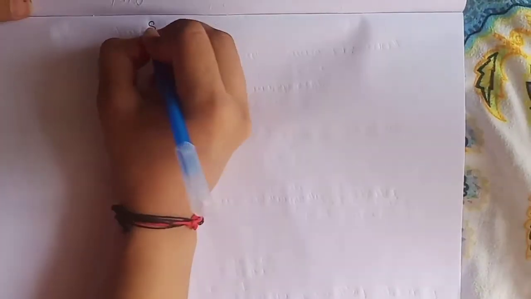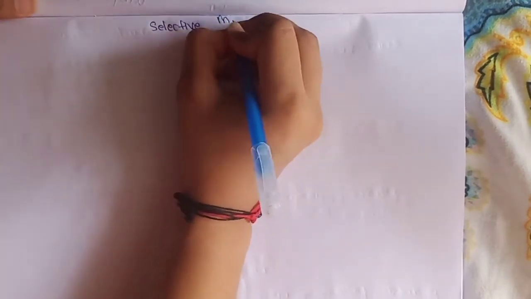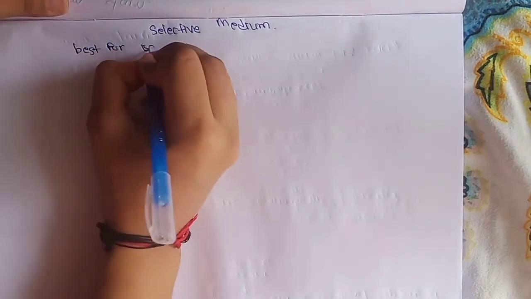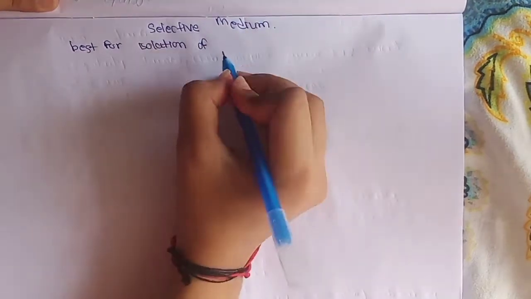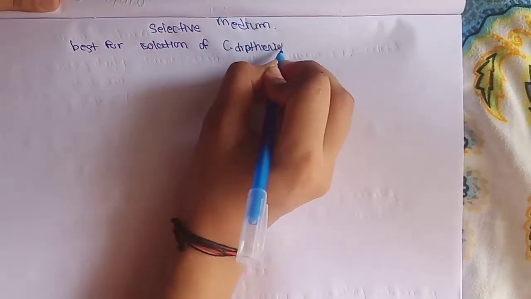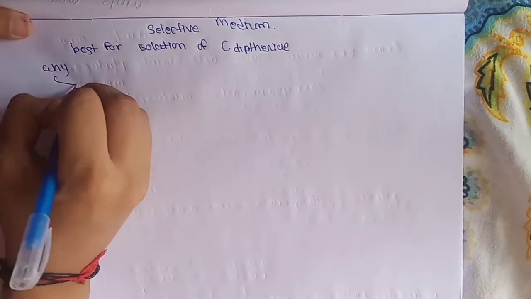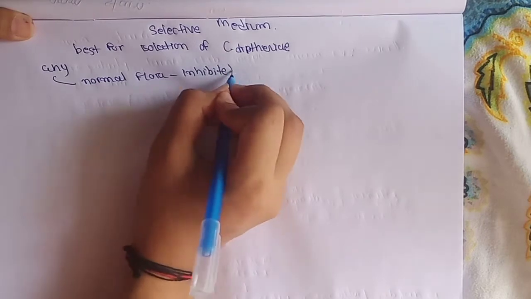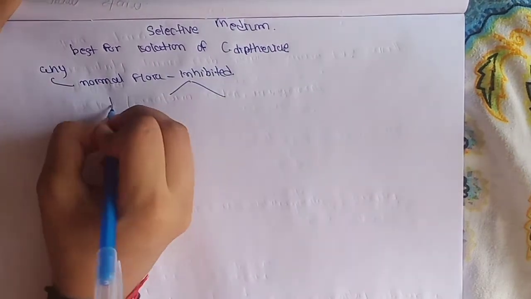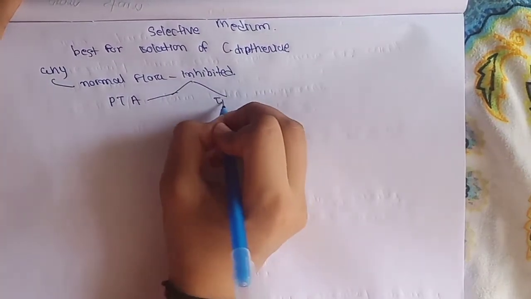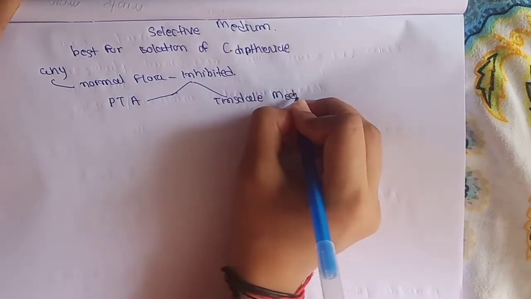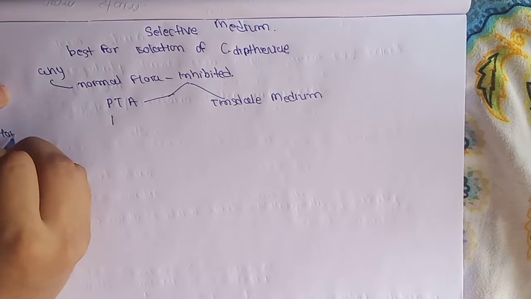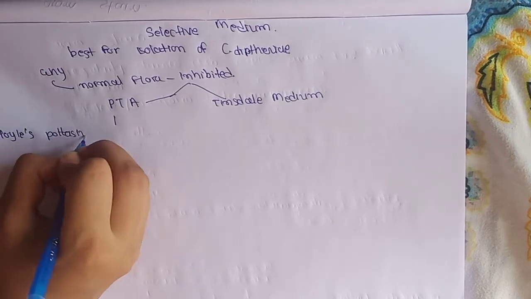Now let's have a look at the selective medium. This selective medium is best for isolation of Corynebacterium diphtheriae. Why? Because the normal flora is inhibited here. We are mainly using two selective media, PTA and Tinsdale medium. PTA means potassium tellurite agar.